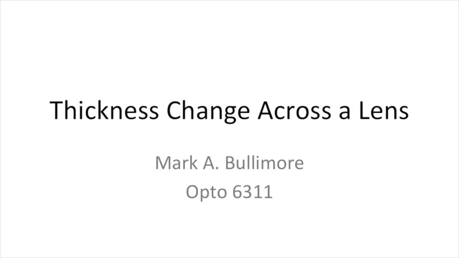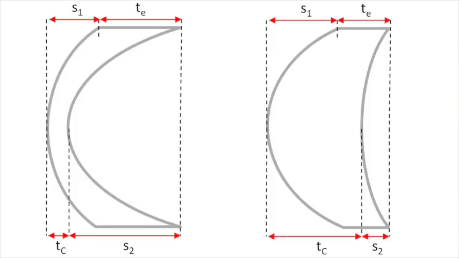So let's continue our exploration of thickness changes across a lens. Principally what we want to be able to do is to calculate the edge thickness of a known lens with a given center thickness, or vice versa. So what I've shown here are two meniscus lenses. They both have a convex front surface and a concave back surface, but of course one is a minus lens, a concave lens, and one is a convex lens.